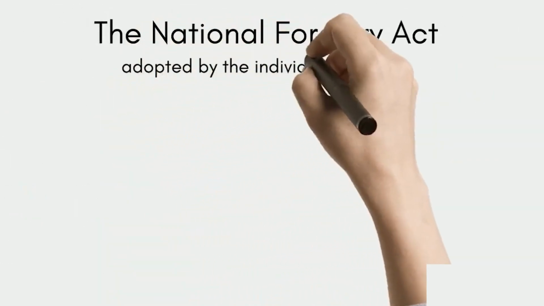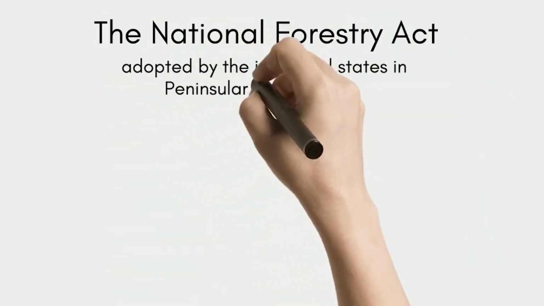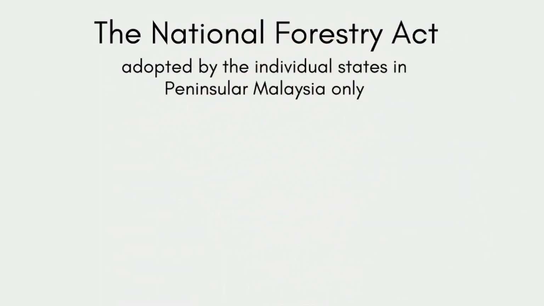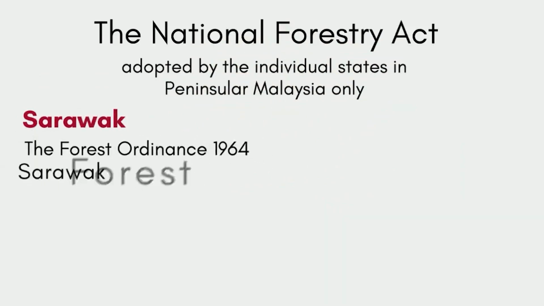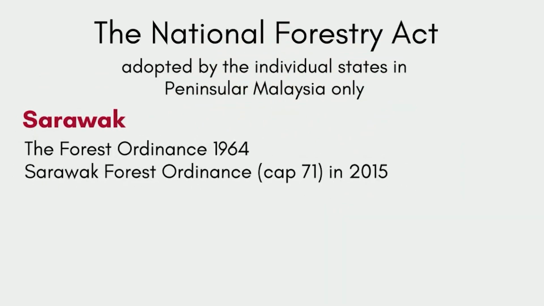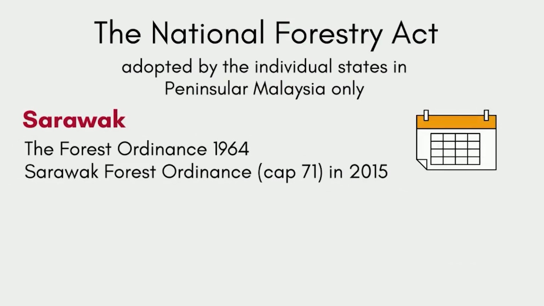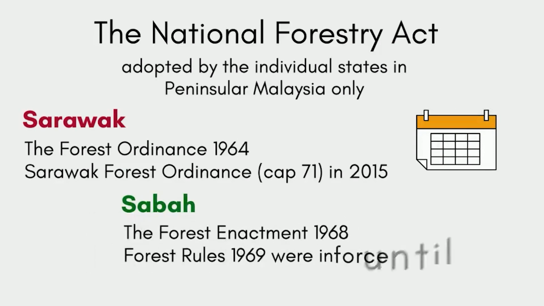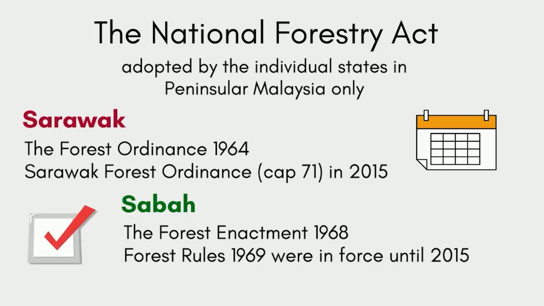The National Forestry Act has been adopted by the individual states in Peninsular Malaysia, but not wholly by Sabah and Sarawak. In Sarawak, the key legislation is the Forest Ordinance 1964, which was repealed and replaced by the Sarawak Forest Ordinance in 2015. In Sabah, the Forest Enactment 1968 and Forest Rules 1969 were in force until 2015 when the Forest Enactment was adopted. They nevertheless share many similarities.